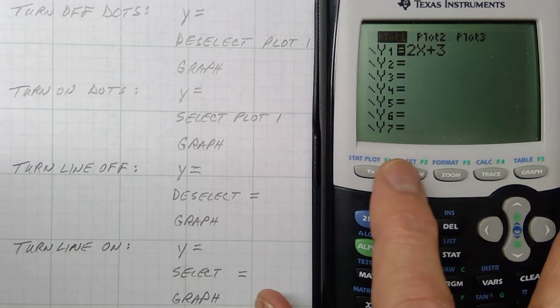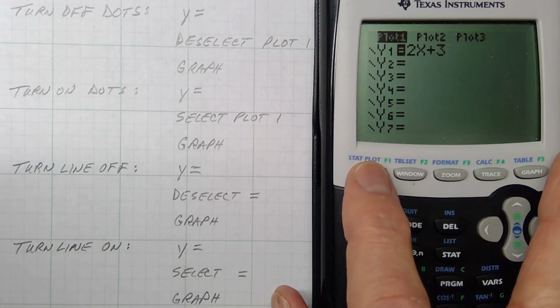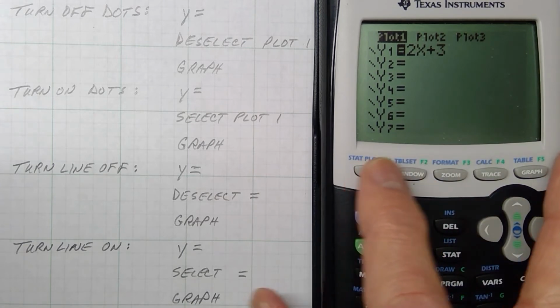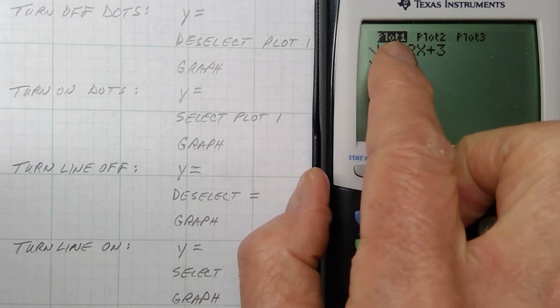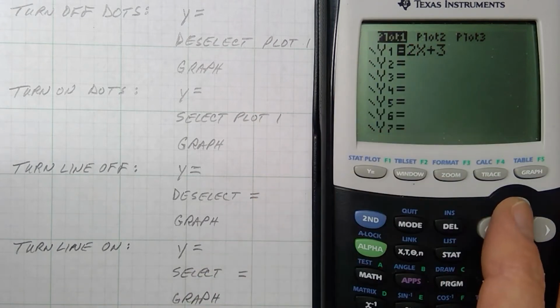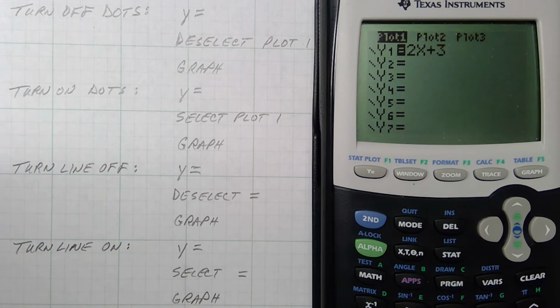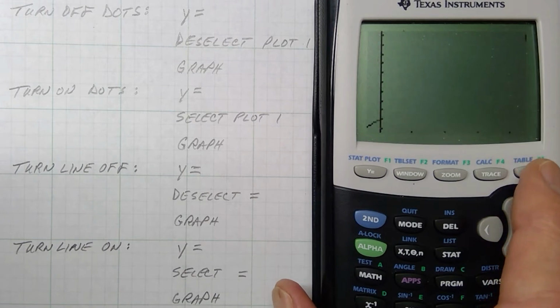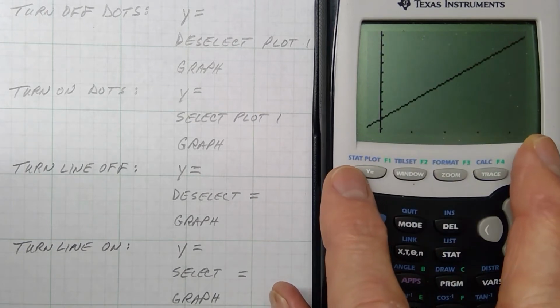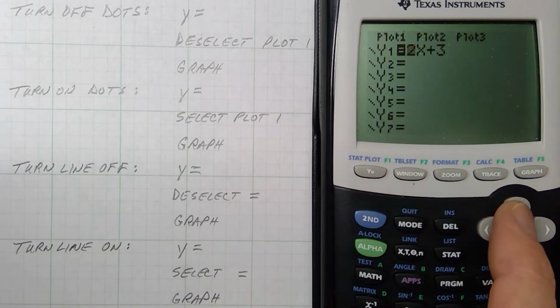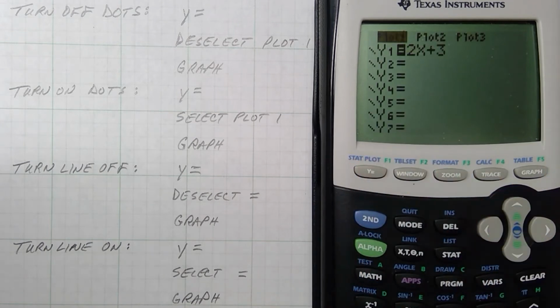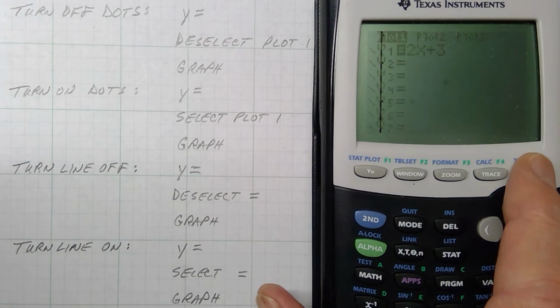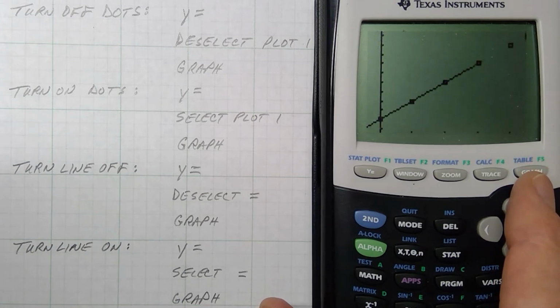That's what you did when you went into stat plot and you set all that stuff up and you turned the dots on. You turned this guy on here, plot 1. So if I want to turn the dots off, I'm going to deselect it. Let me scroll off of it. See, it's not selected anymore. And I just hit graph, and now my dots are gone. If I want to put them back, y equals, go up to plot 1, turn it back on, hit graph, and there your dots are back.